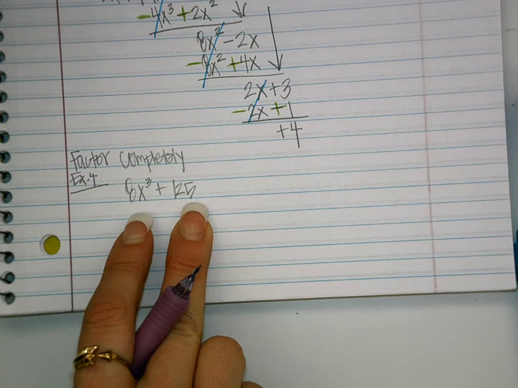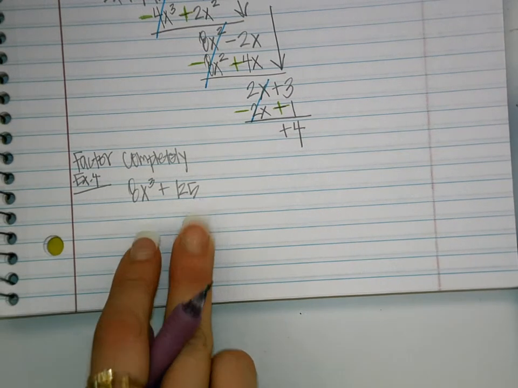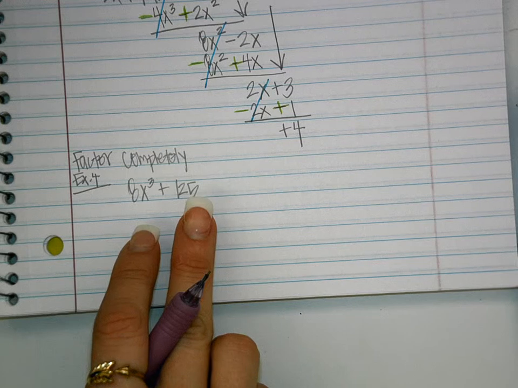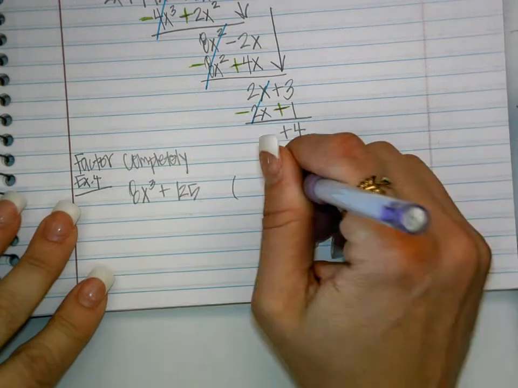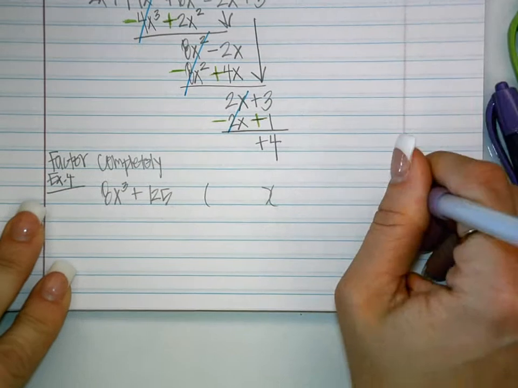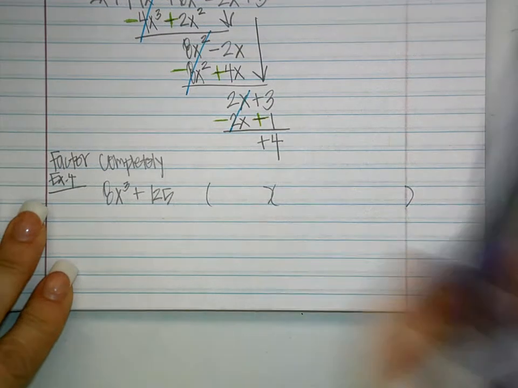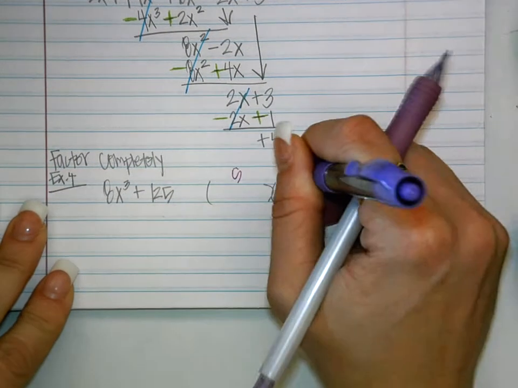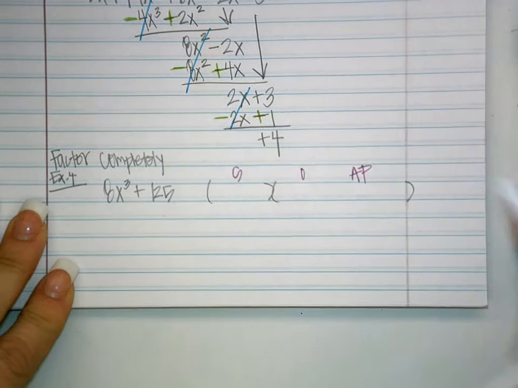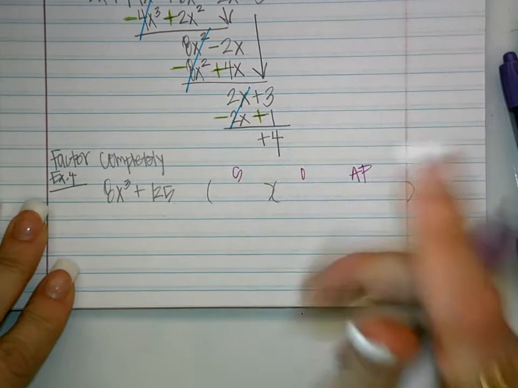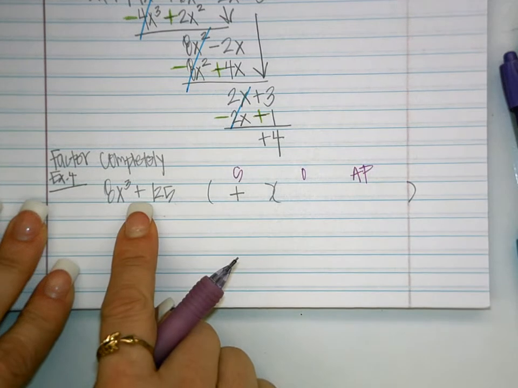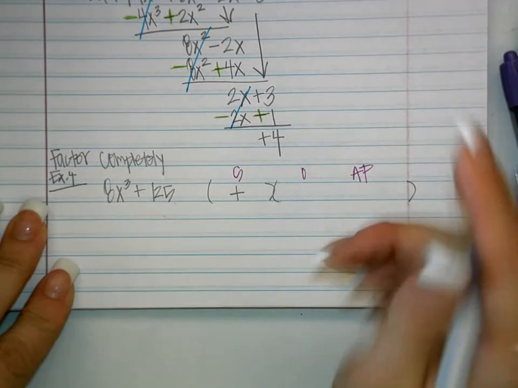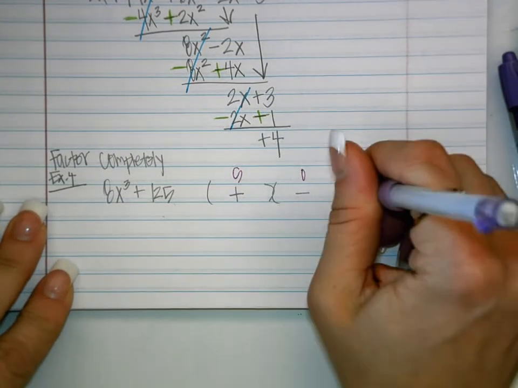Anyone remember what the acronym is for cube factoring? What do we use? SOAP. Okay, SOAP. Little parentheses, big parentheses. Put in what we call our SOAP signs. S-O-A-P. S stands for same. O stands for opposite, and we're looking at this sign. So same sign is positive, opposite is negative. AP is always positive.